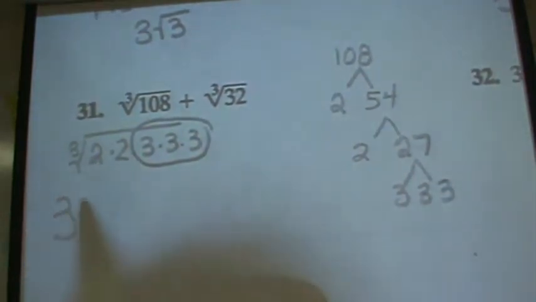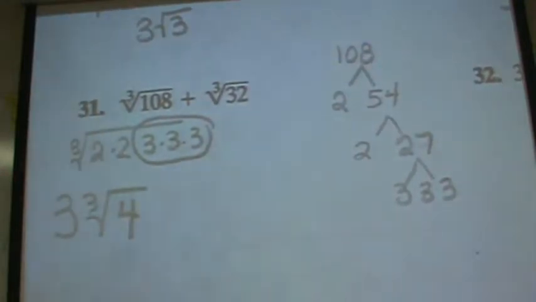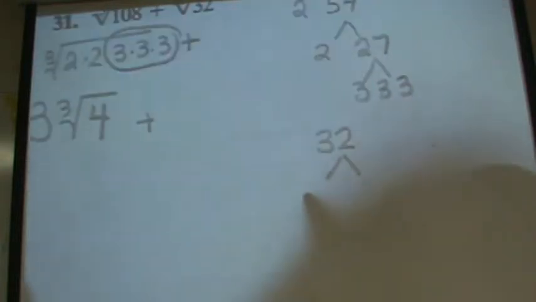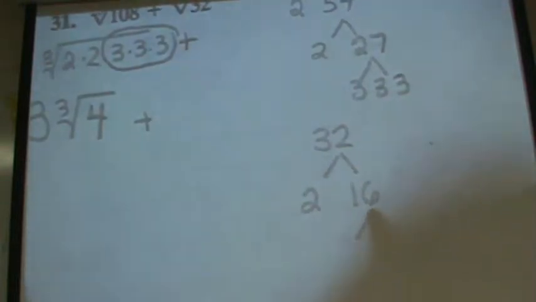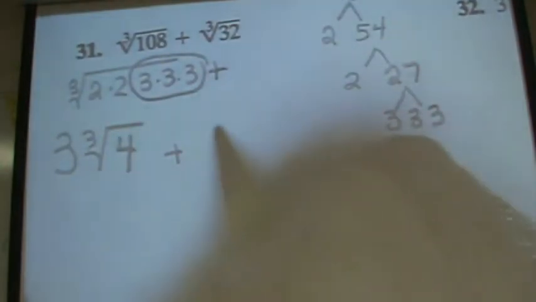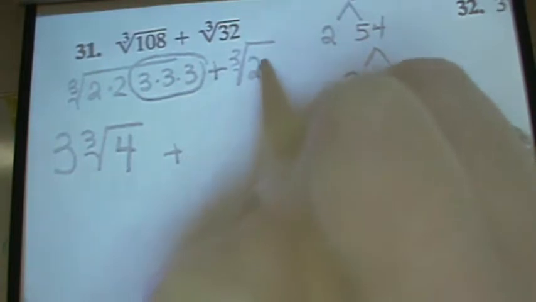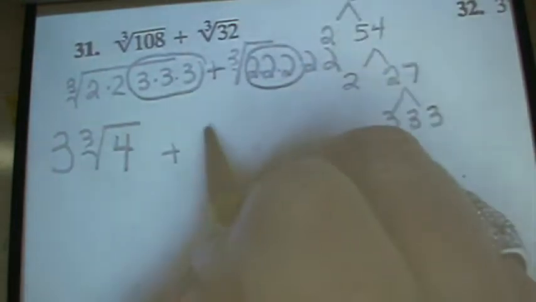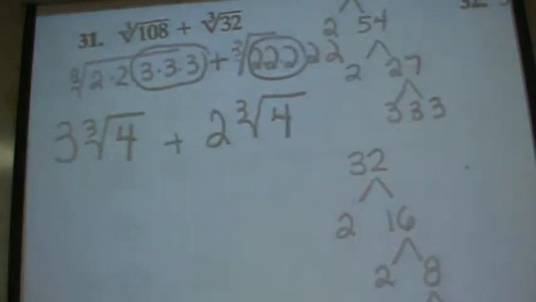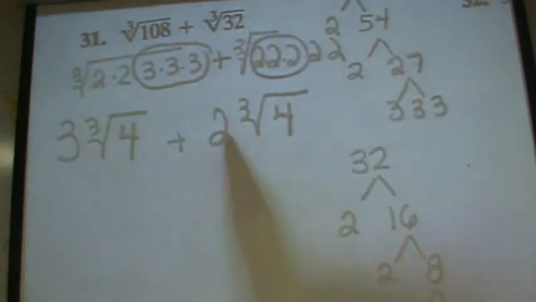Pull that 3 out. And what does 32 give us? I know it's a bunch of 2's. 2 times 16, 2 times 8, 2, 2, 2. 1, 2, 3, 4, 5. Take 3 of them out, and there's 2 left. What goes together? 3 plus 2 is 5.